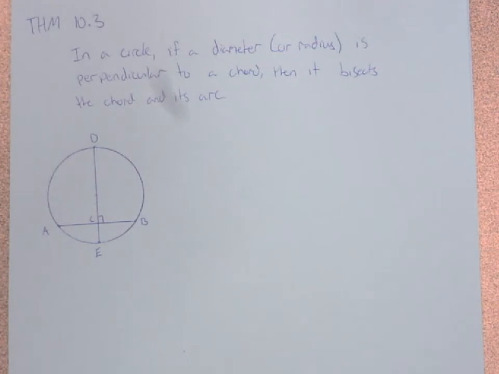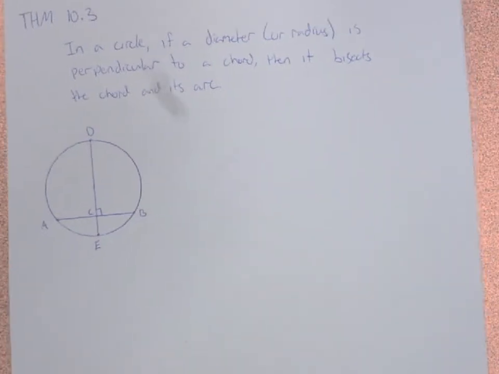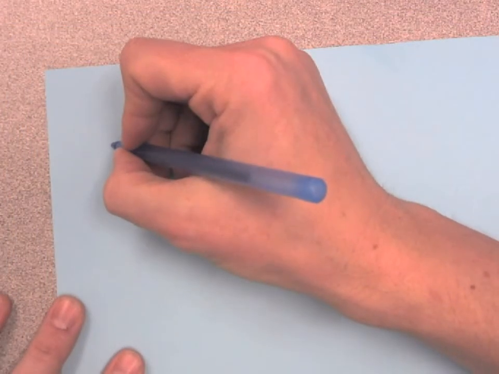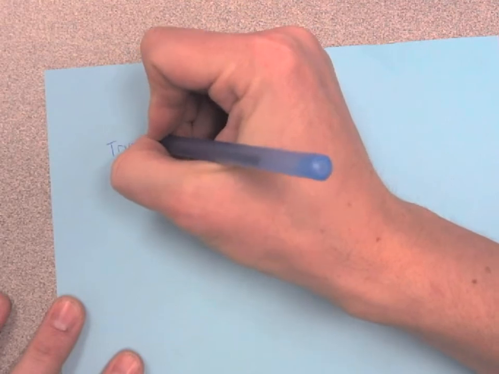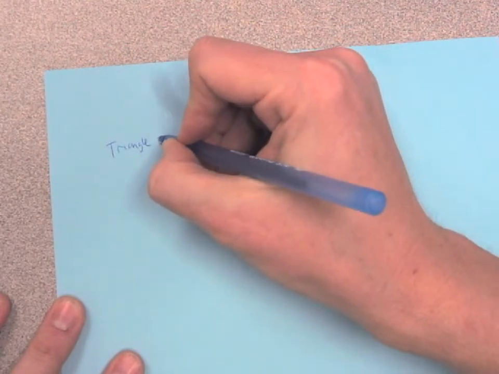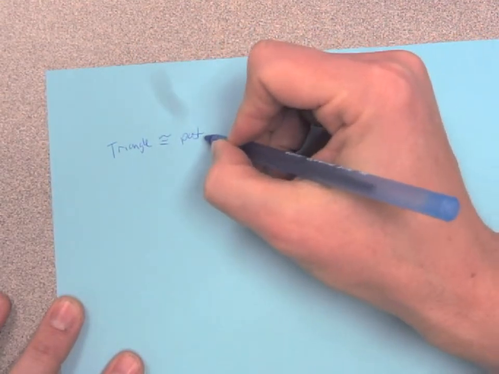In order to prove that, though, we need to talk about a triangle congruence postulate that we haven't talked about before. Okay, so I'm going to come back to this. I'm going to flip over, and I want to talk about triangle congruence postulates and theorems that we know so far.